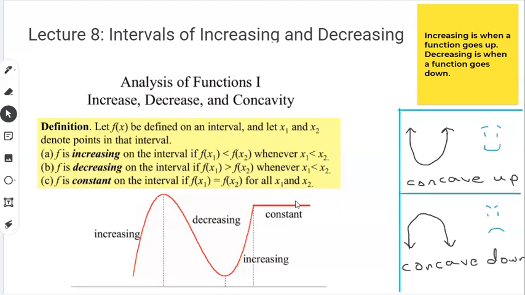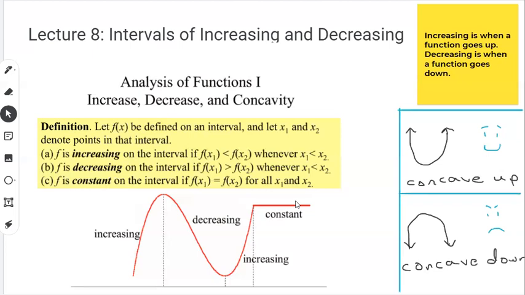Okay? So increasing and decreasing, very simple idea to understand. What's going to be more difficult for you is trying to apply it to a function. And we're going to get a lot of practice with that today.